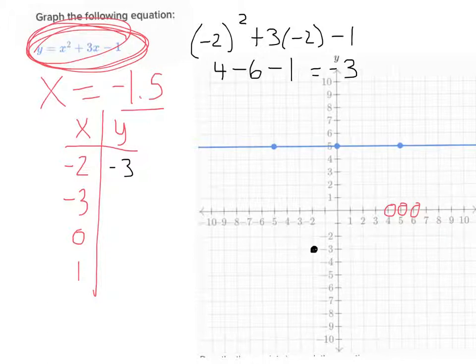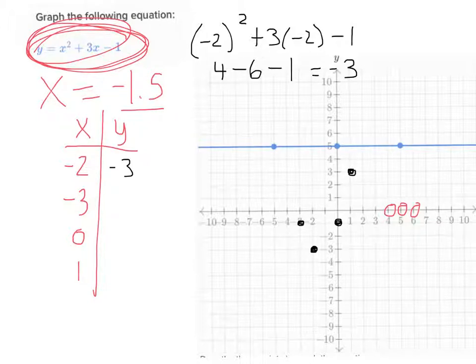Now let's plug in negative 3. When you plug negative 3 in, you get 9 minus 9, which is 0 minus 1. So negative 3, negative 1 right here. When you plug in 0, you get negative 1, so 0, negative 1. And when you plug in 1, you get 1 plus 3 is 4 minus 1 is 3. So you got 1 and 3.